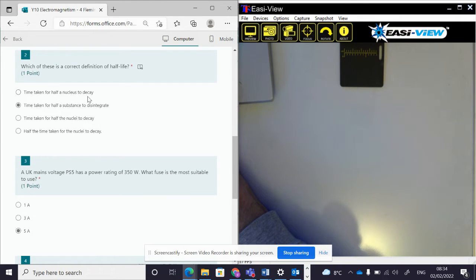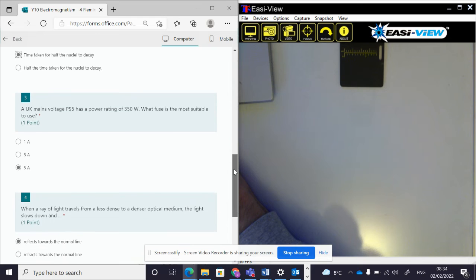Time taken for half a nucleus to decay, time taken for half a substance to disintegrate, time taken for half the nuclei to decay, and then time taken for the nuclei to decay. So time taken for half of the nuclei to decay is the correct answer.